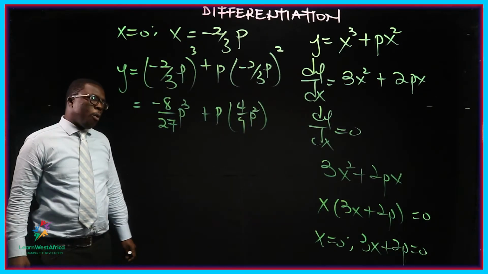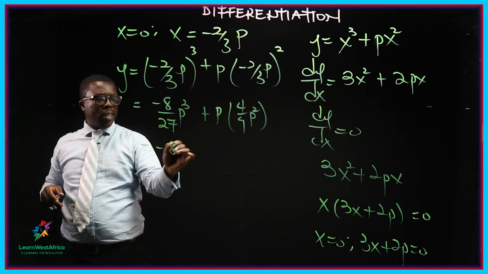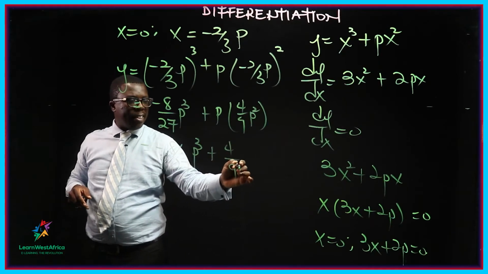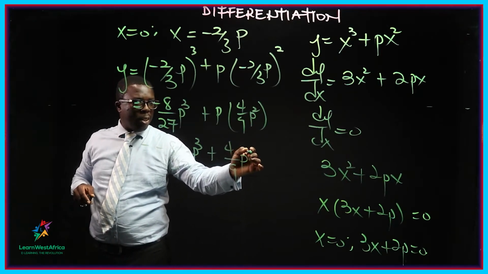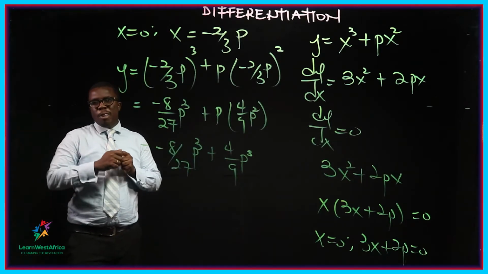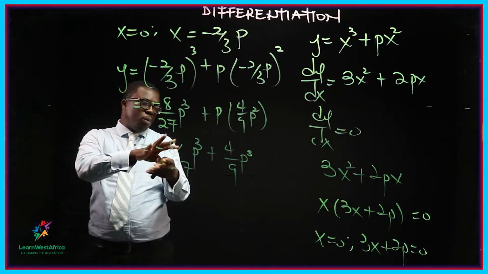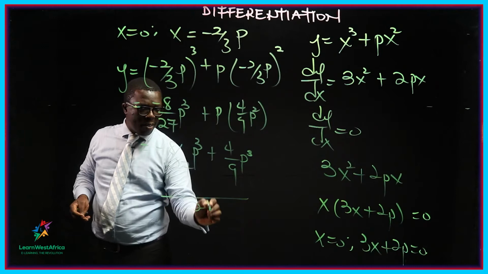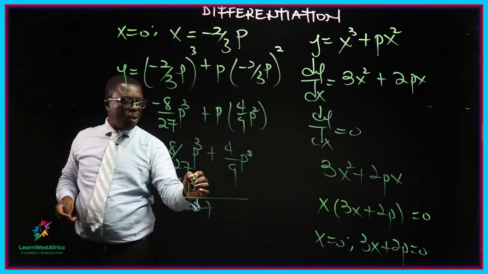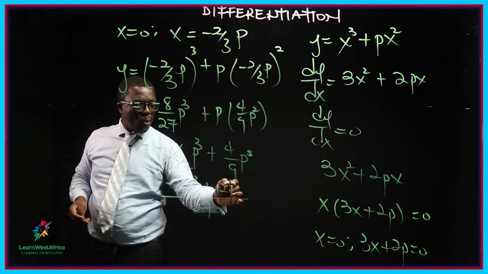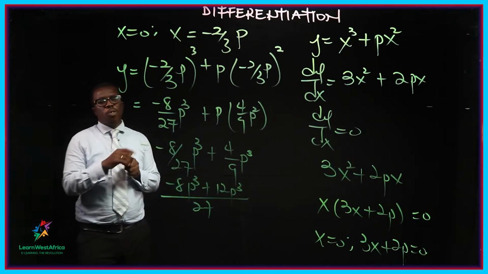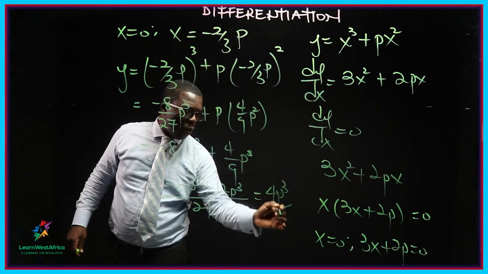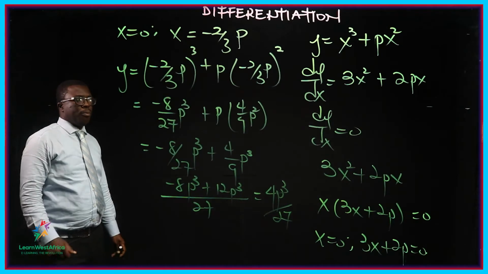Hope it's clear. All right, so let's just simplify that. You're going to have minus 8 over 27 p cubed plus 4 over 9 p cubed. That's very simple for us to do. We just have to add minus 8 over 27 plus 4 over 9. And what do you get for that? Let's just do the fraction for that. You're going to have 27 here. So you have minus 8p cubed plus 12p cubed. And what is minus 8 plus 12? That's 4. So that's going to give you 4p cubed over 27. Take a moment and look at it.